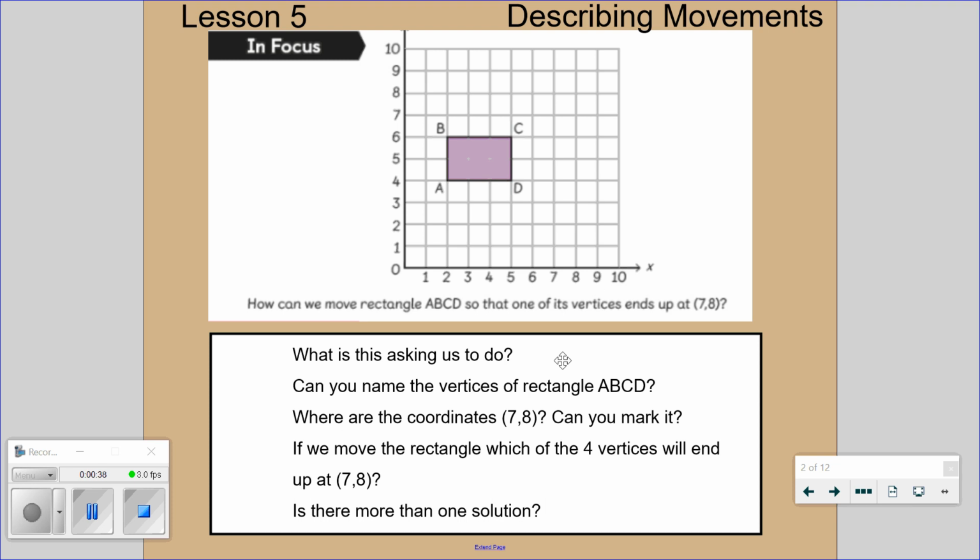So what is this asking us to do? Can you name the vertices of rectangle ABCD? Where are the coordinates 7, 8? Can you mark it? If we move the rectangle, which of the 4 vertices will end up at 7, 8? And is there more than one solution?